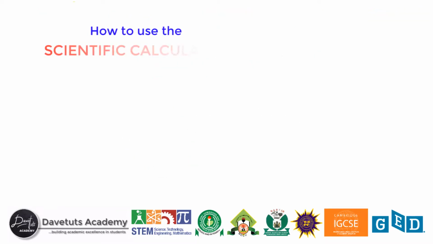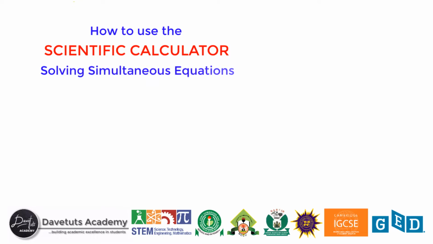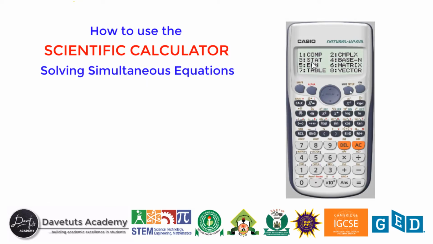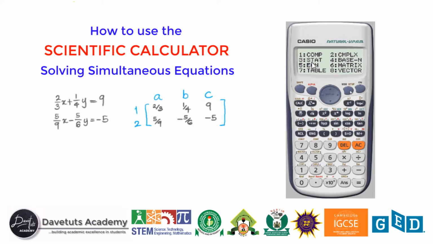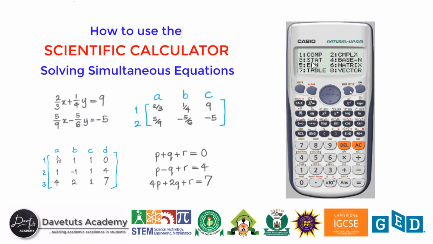In our video today, we are going to be looking at how to use a scientific calculator to solve simultaneous equations. You can make use of any of your scientific calculators. Here, I'll be using the FX-991ES. I'm going to be looking at simultaneous equations in two variables and how you can break that down to input into the calculator. Then we also look at simultaneous equations in three variables. So our work is cut out for us. Let's just go ahead and head to our video for today.